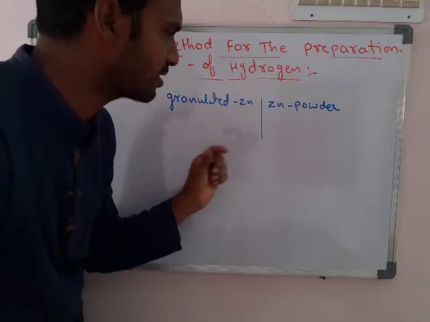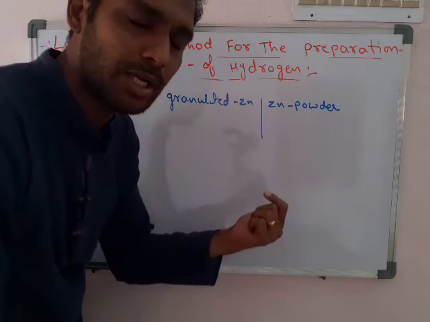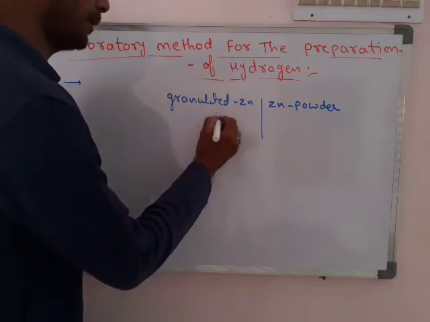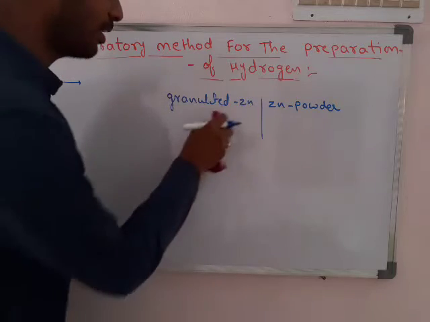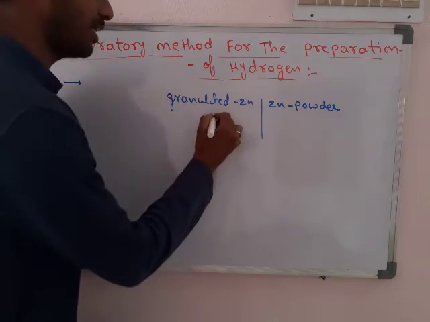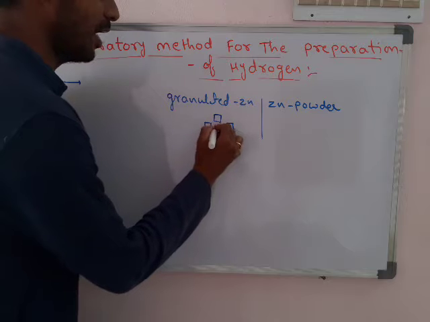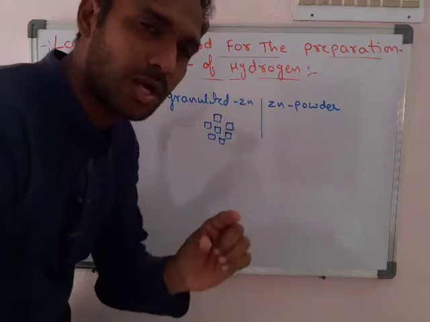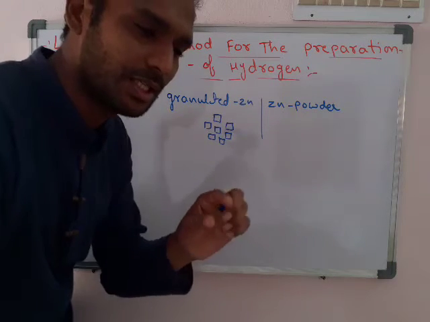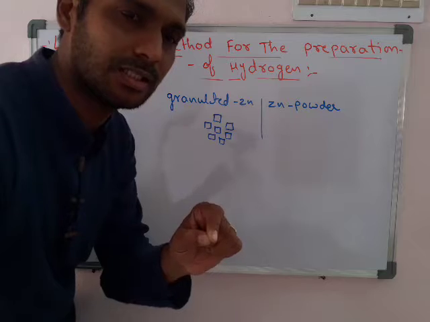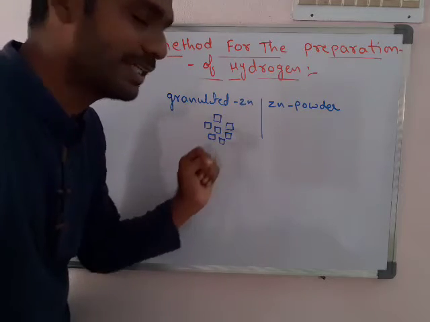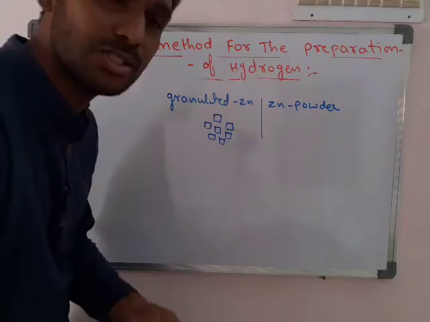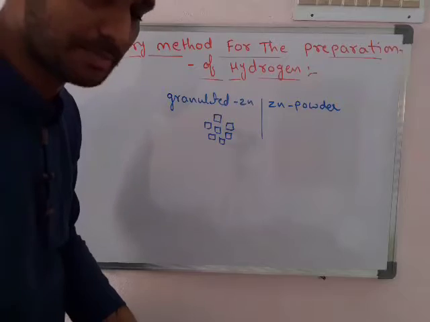So what is the difference between granulated zinc and powder zinc? Powder means we know it's a powder form. Granulated zinc consists of different pieces which have perfect edges. Large size pieces of zinc are called granulated zinc. In this method we are taking granulated zinc compared to zinc powder. That's the important one.